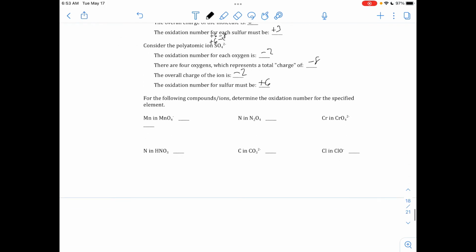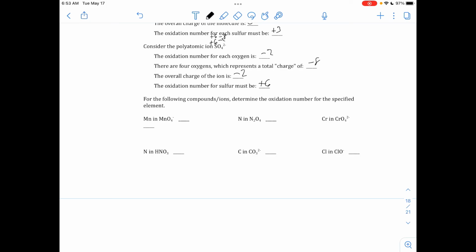Okay, moving on, determine the oxidation numbers for these guys. So again, oxygen is -2, total -8. It has to equal -1 charge, so Mn has to be +7.